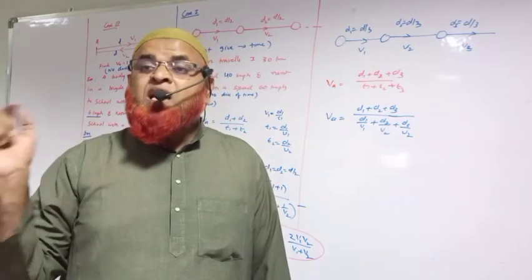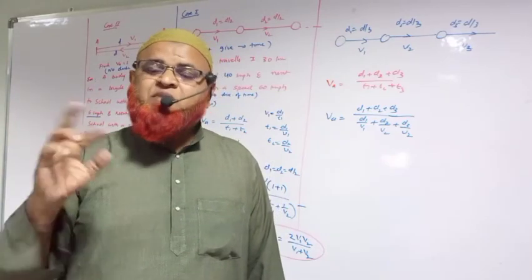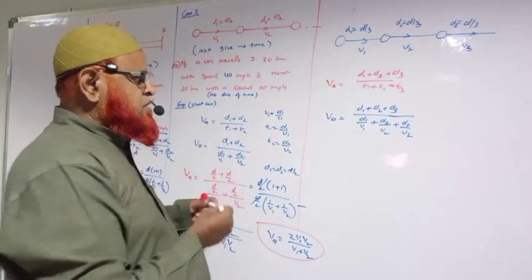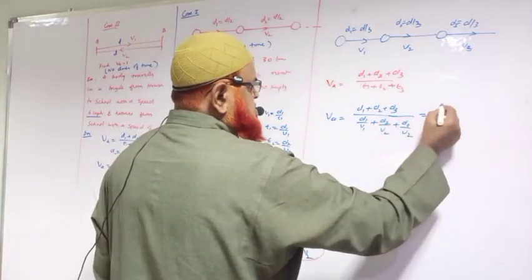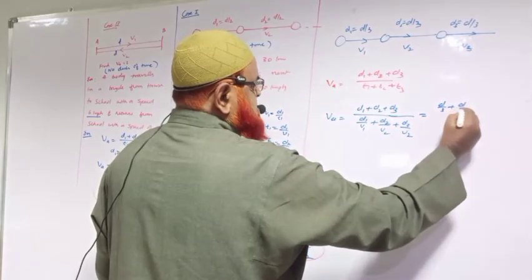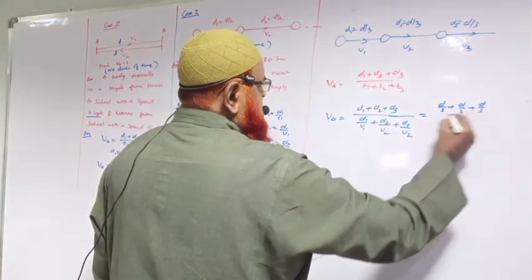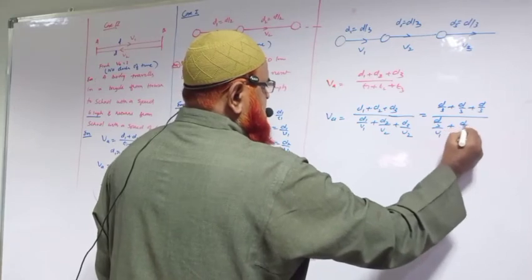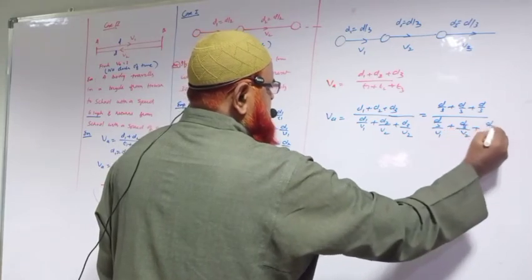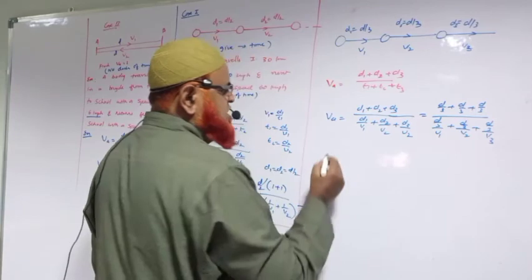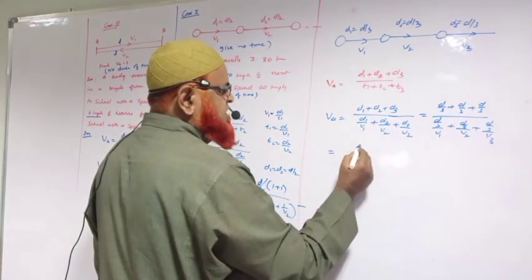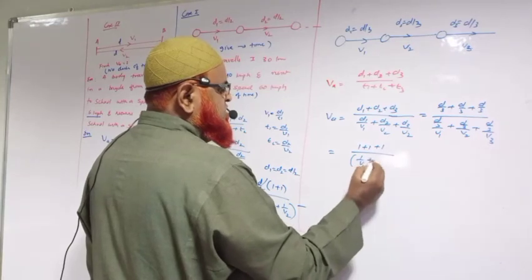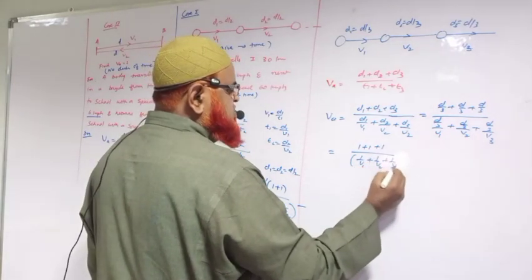3v1v2v3 by v1v2 plus v2v3 plus v3v1, that's it. Okay? So here, what I am going to do? d by 3 plus d by 3 plus d by 3. This is d by 3 by v1 plus d by 3 by v2 plus d by 3 by v3. So d by 3, if you common out and cancel, what are you going to get? 1 plus 1 plus 1 by v1 plus 1 by v2 plus 1 by v3.